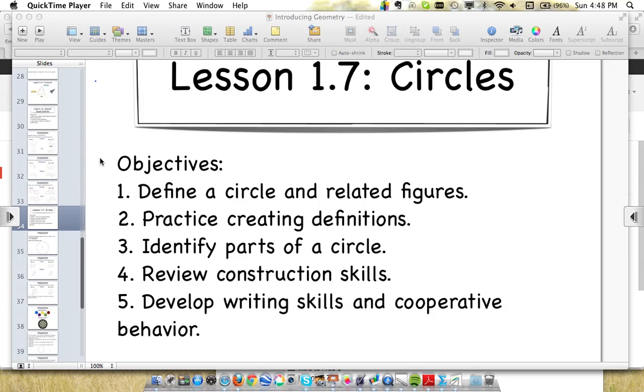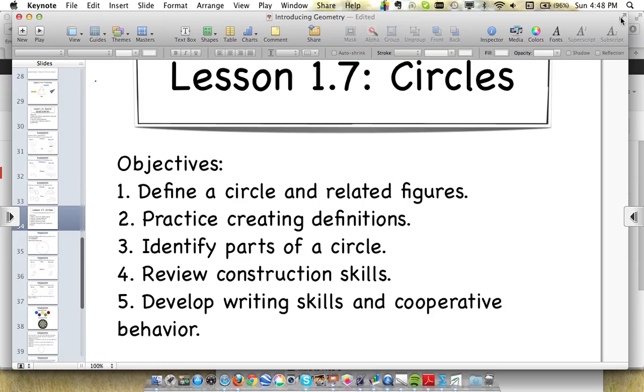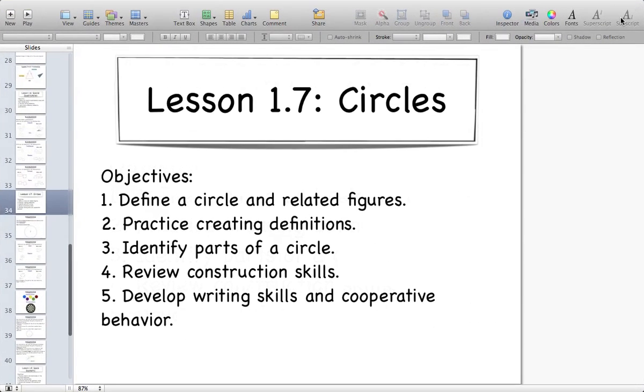We are moving on to lesson 1.7 on circles. So let's go ahead and maximize this screen a bit. Maybe not. There we go. All right, so we are going to define a circle and related figures to the circle.